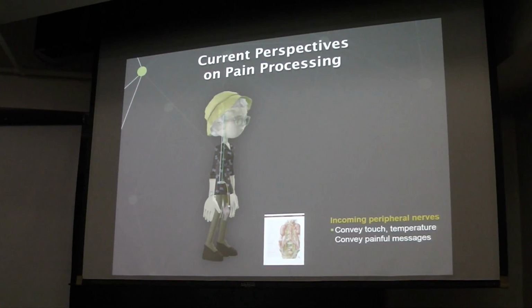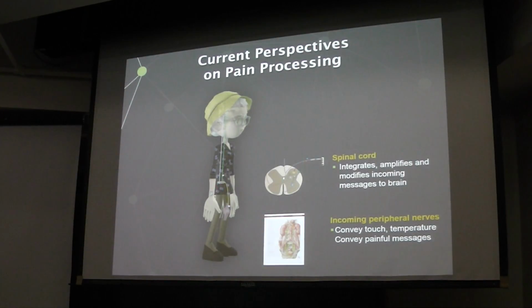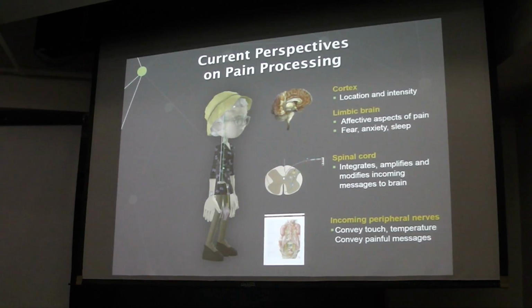And at the level of the spinal cord then, there's changes that occur in the spinal cord where the spinal cord nerves either amplify, so they can sometimes increase pain messages, or better yet, when we want to try to control pain, it will modify and reduce the messages going through the spinal cord and then up to the brain.